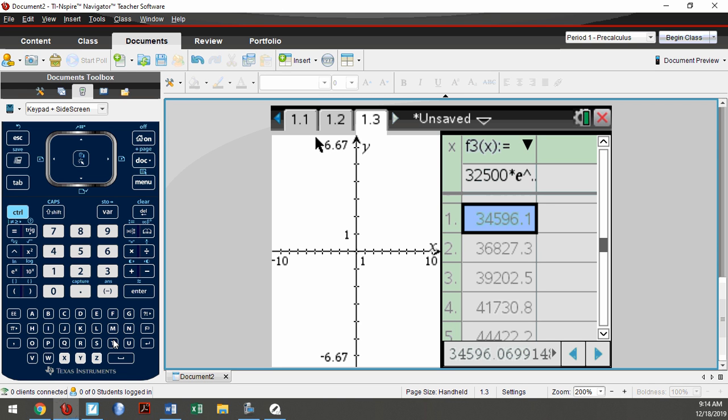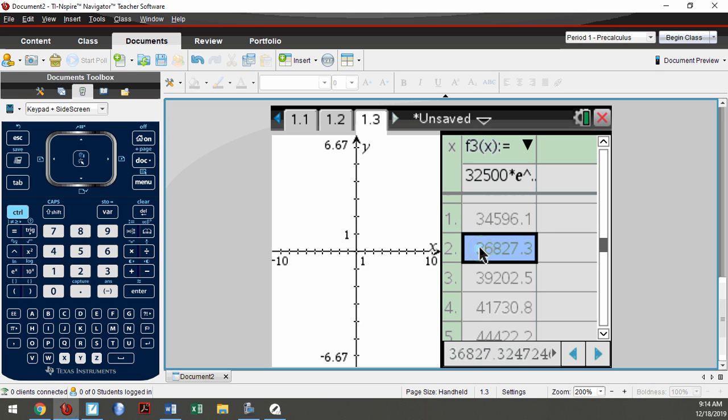So you need to be very careful, and you need to make sure that whenever you're doing this, that you write down the answer to the nearest cent, right? So I want dollars and cents on this. So after compounding it one time a year, I'm going to have $34,596, and look down here at the bottom, and 7 cents.